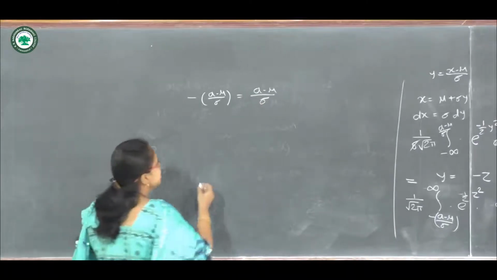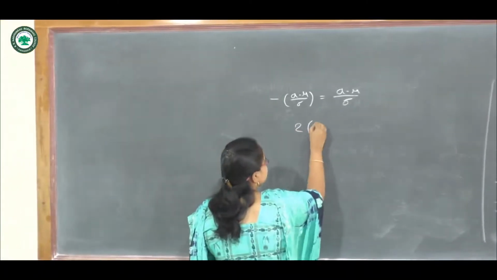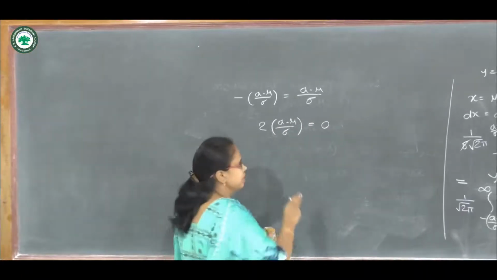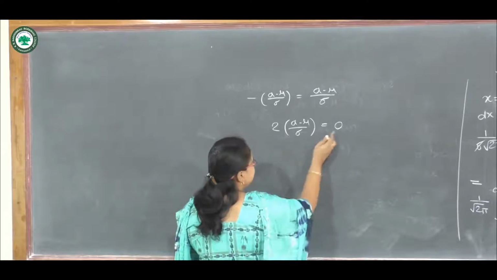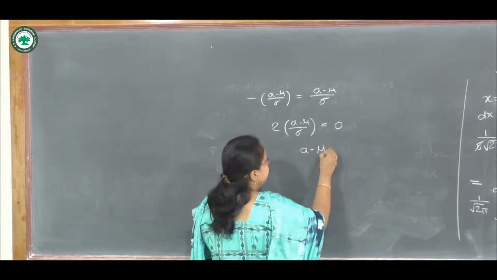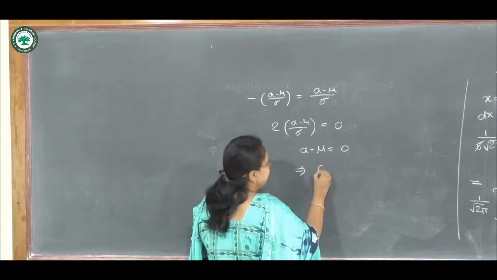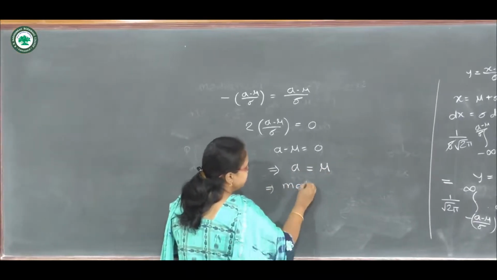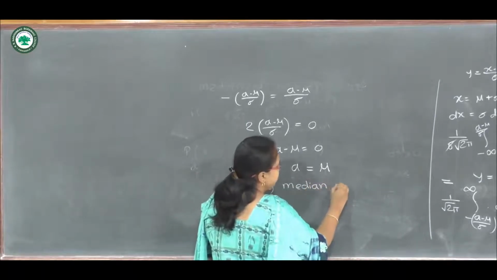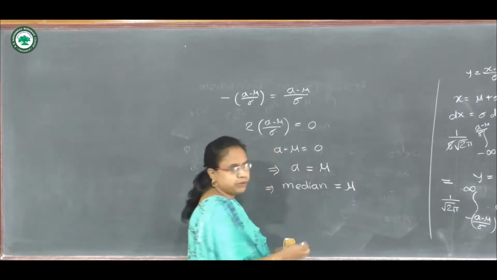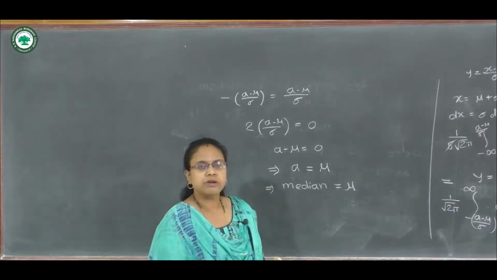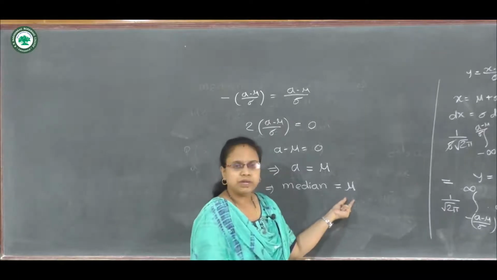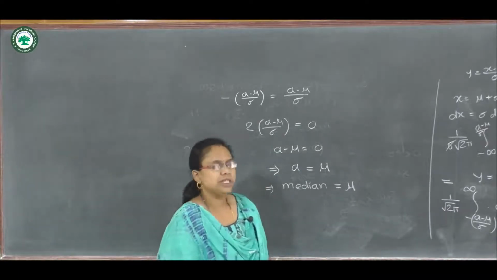If we solve this, then we will get twice a minus mu upon sigma equals 0. Further, this 2 and sigma go to this side. So a minus mu equals 0, and finally we will get a equals mu, that is, our median for normal distribution is mu. Mu is the mean for normal distribution. Here we have obtained the median, which is also equal to mu. Now we will see the next point.